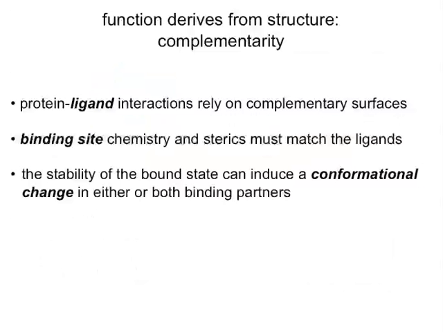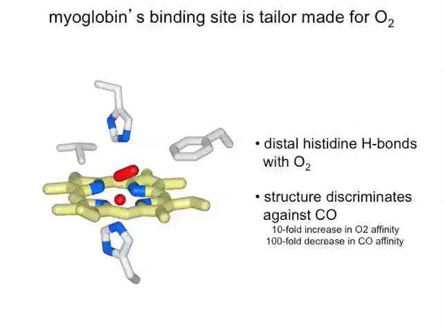Okay, onward. So again, function just deriving from structure, complementarity. This is just reminding you of what I said before. How does that play out in the structure of myoglobin? We've seen this already. So here's that heme. There's the iron atom. There's the proximal histidine, which forms a part of the coordination sphere for the iron. And there's a bunch of other stuff out on this side. But there's that distal histidine, and that's what mediates the protein's interaction with oxygen.